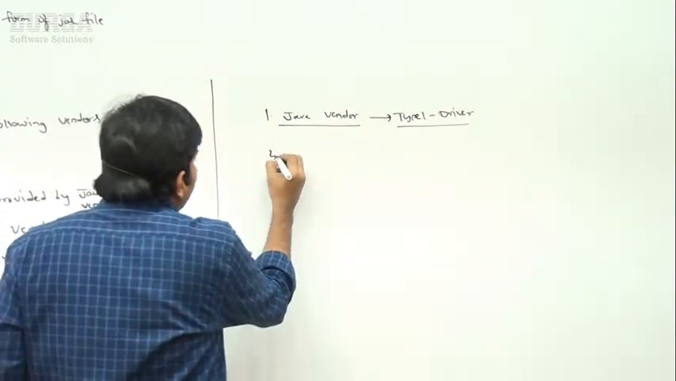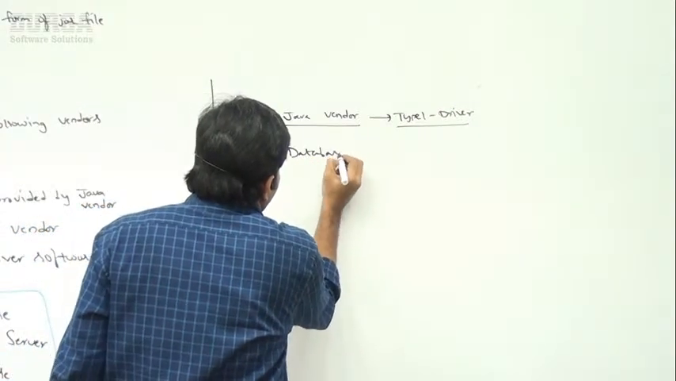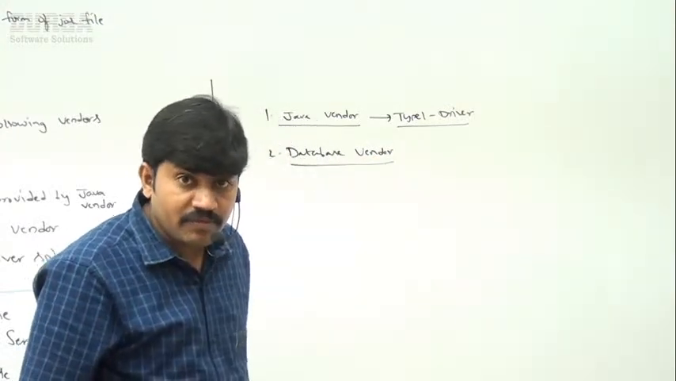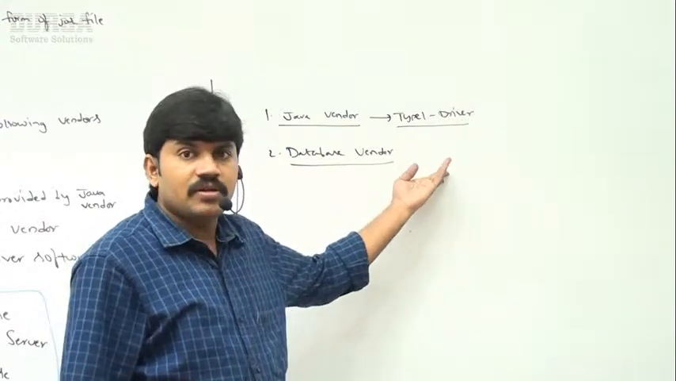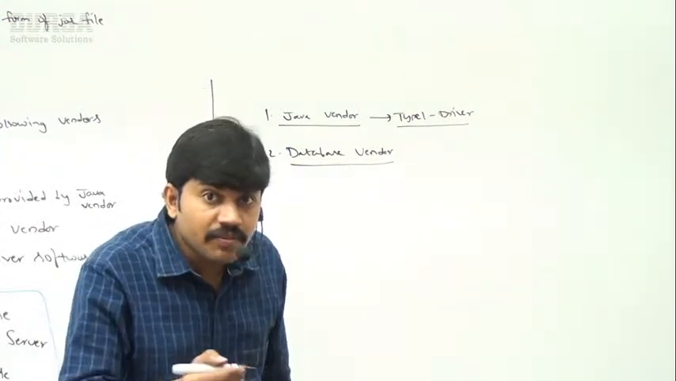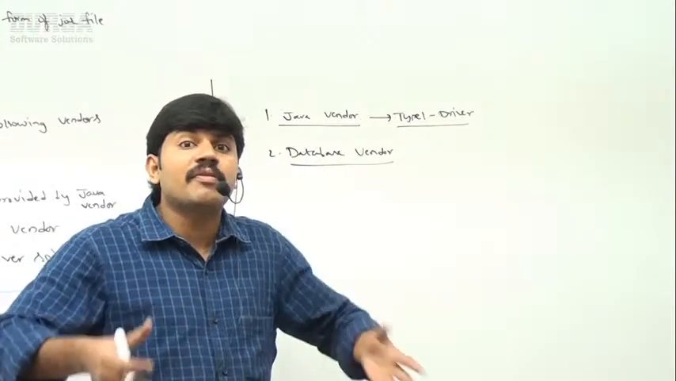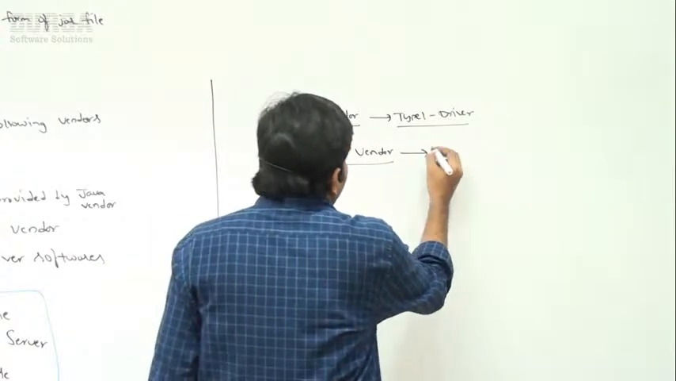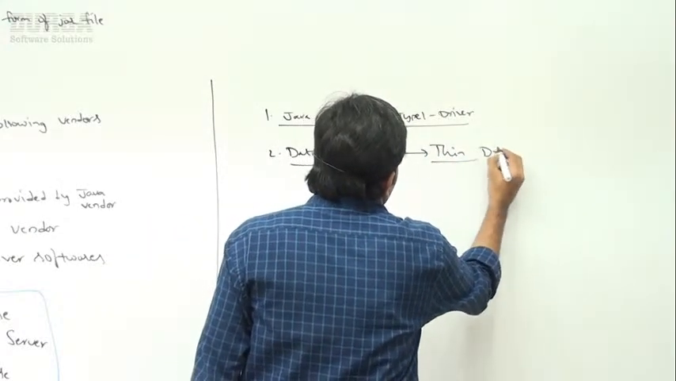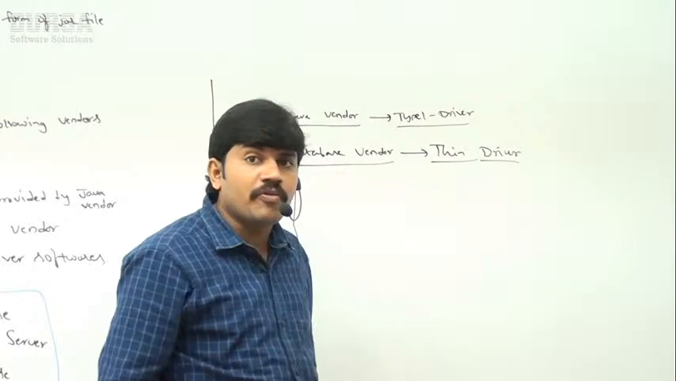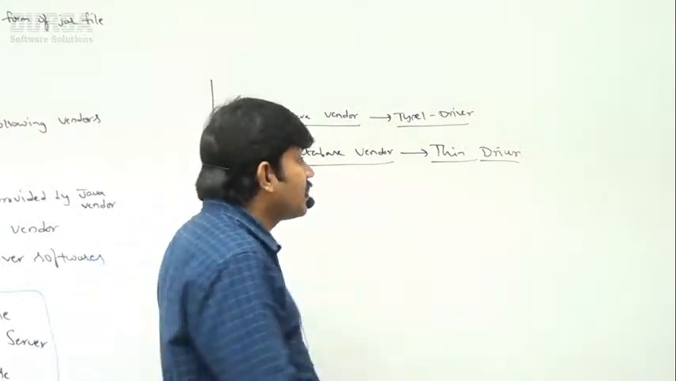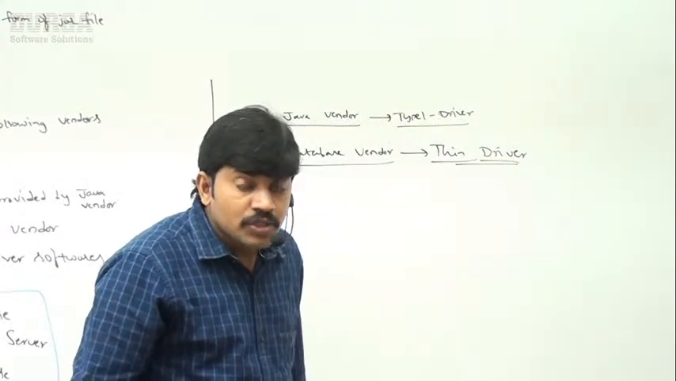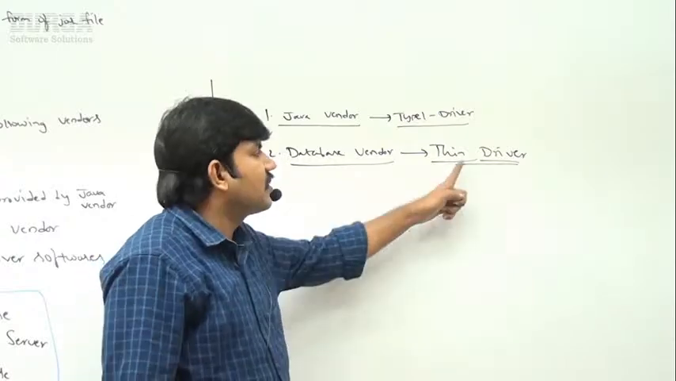Sir, second one, the database vendor. The database vendor can provide driver softwares. Just as I told, OJDBC6.jar, OJDBC7.jar, next MySQL connector.jar. These jar files are provided by the database vendor only. Remember this one, sir. Best example, thin driver. Thin driver is the type 4 driver, which is provided by Oracle people. Remember this one. So OJDBC6.jar is nothing but the thin driver.